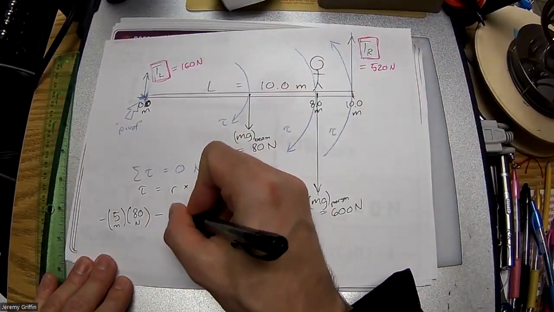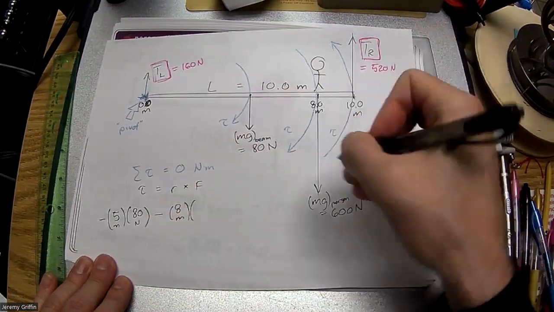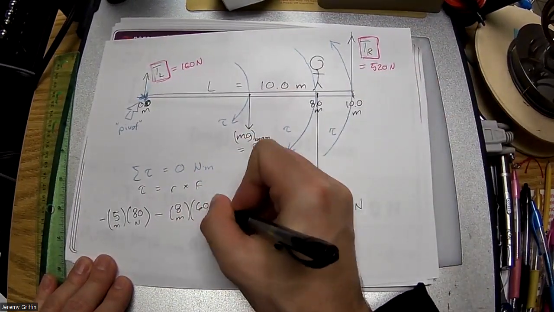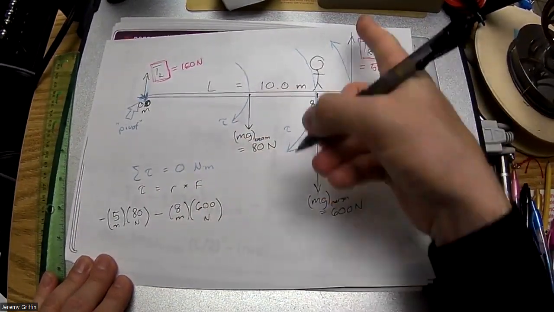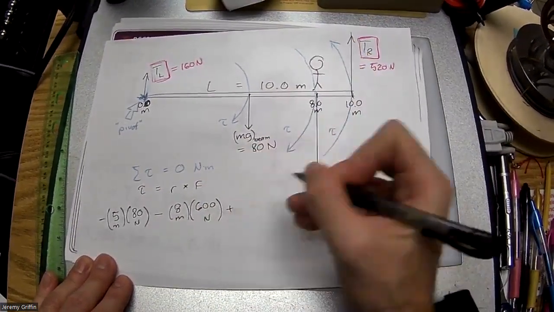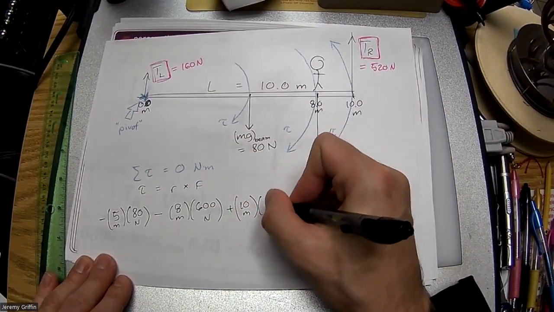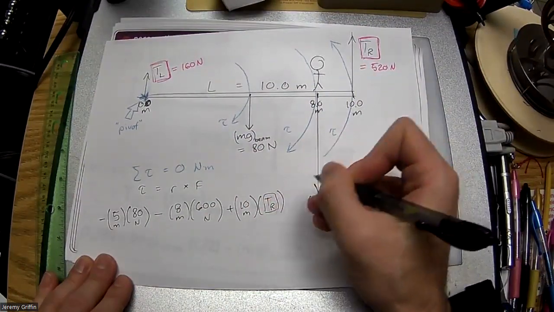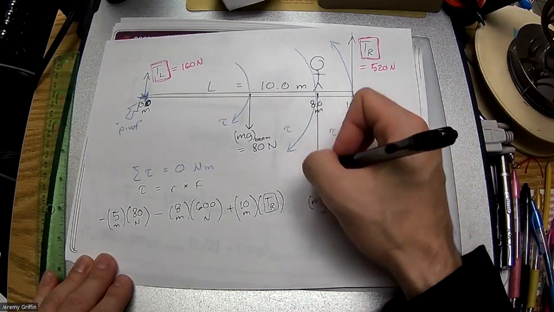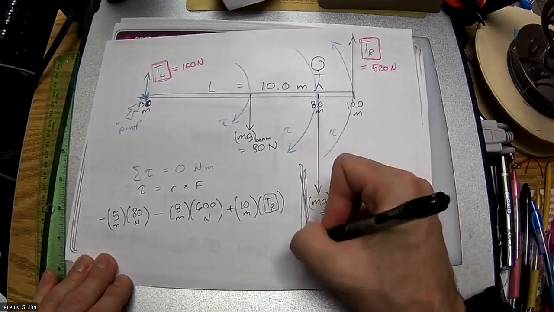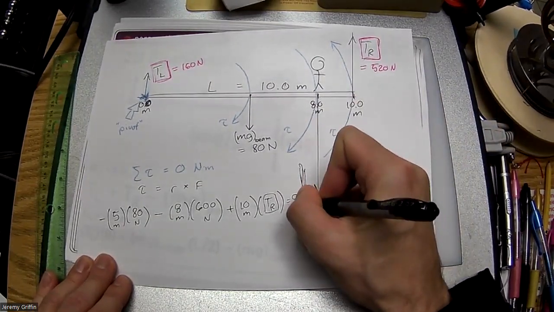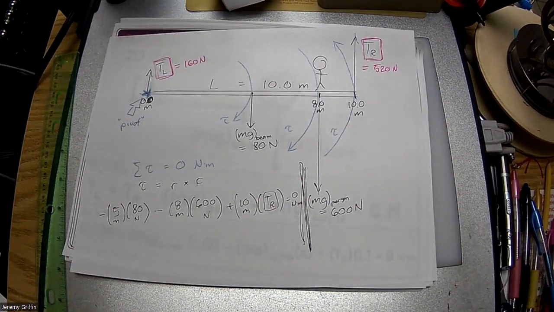I got 8 meters. This guy is 600 newtons weight. Right. And then I'll say plus because I got a counterclockwise coming in. So plus at the full 10 meters is some mystery tension on the right side. Okay. I know that all has to collectively sum to 0, so all this has to sum to 0 newton meters.